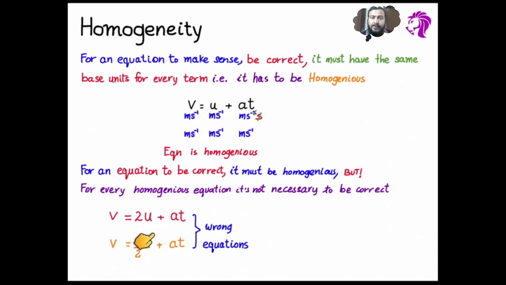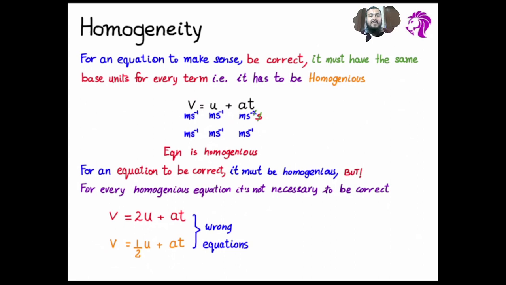That means these two equations are homogeneous, but you can very clearly see that I have altered the equation. I have added a number which was not the requirement of the equation, which was not part of the equation. Similarly, I have done the same thing over here. So I have made these equations incorrect, yet they are homogeneous.